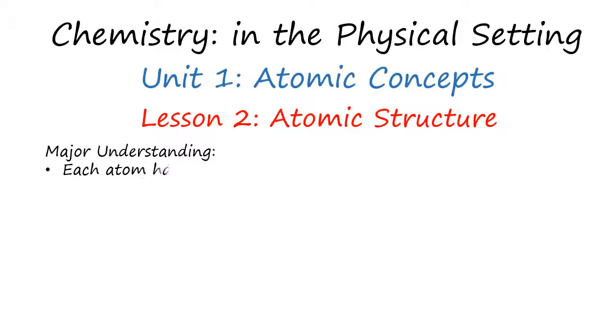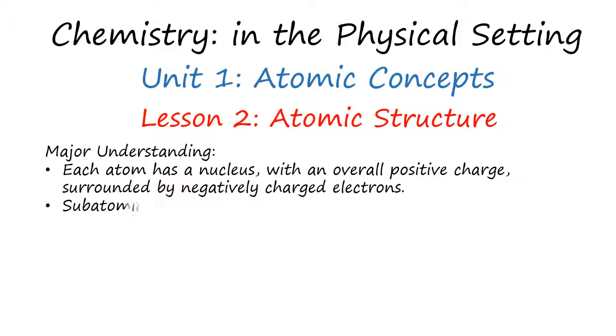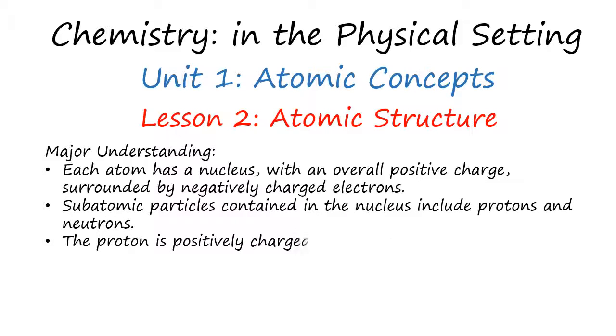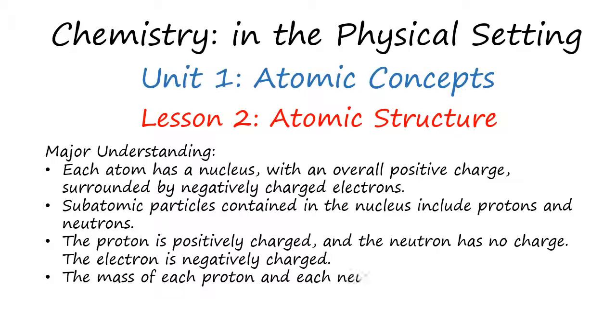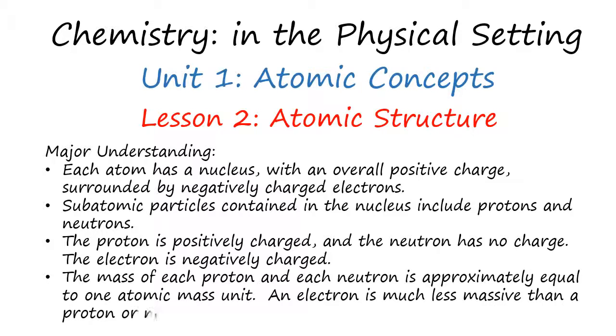Last lesson we dealt with atomic theories, and that the structure of the atom consists of a nucleus with an overall positive charge surrounded by negatively charged electrons. In this lesson we'll dive deeper into that and talk about the subatomic particles contained within the nucleus, as well as the electrons surrounding the nucleus and the orbitals. And we'll talk about their energies, their charges, and their masses.